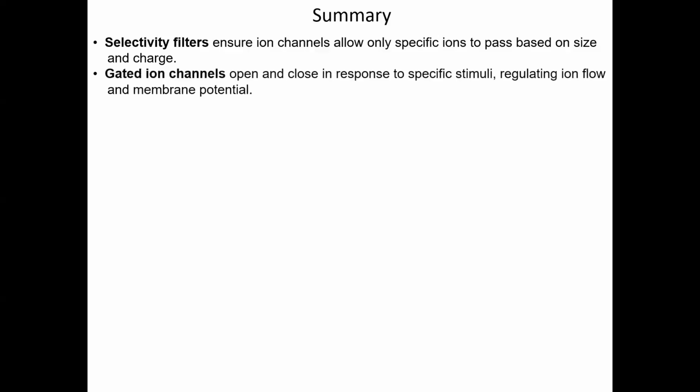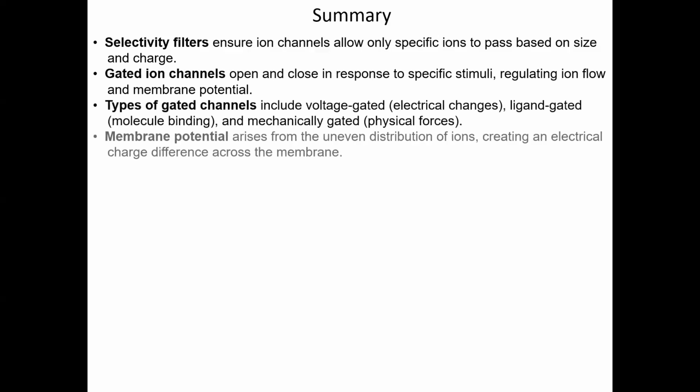So, what did we talk about today? Well, we started talking about selectivity filters. Selectivity filters are what allow individual ion channels to allow only a specific ion or type of ion to pass through, and they're based on the size of the ion and its charge. Then we moved on to gated ion channels that can open or close in response to specific stimuli: mechanical stimuli, voltage-gated stimuli, ligand stimuli, and it's through these gated channels that cells can regulate ion flow and membrane potentials.